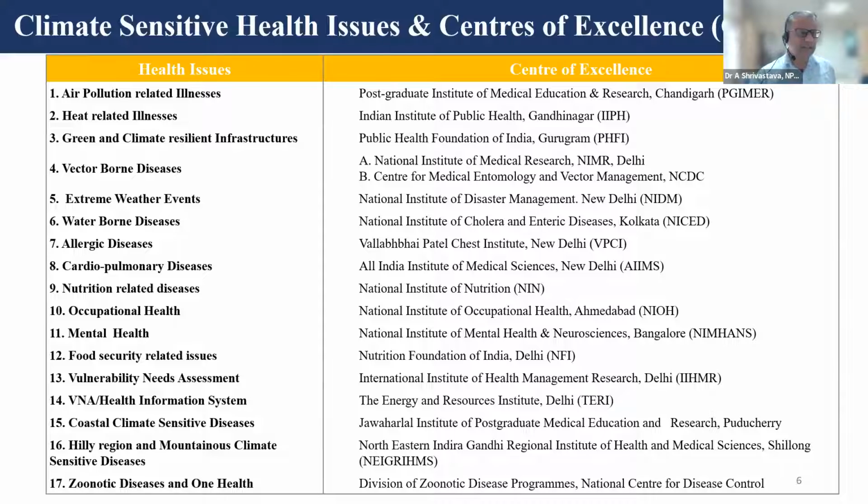So as we can see in this slide, on the left side are all the health conditions that we have identified to work on. And on the right side, the centers of excellence are the national premier institutions in the country, which have consented to provide us the support.